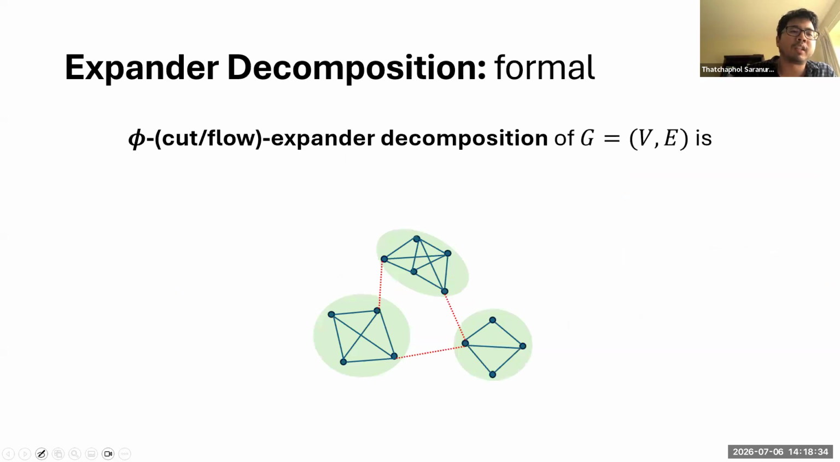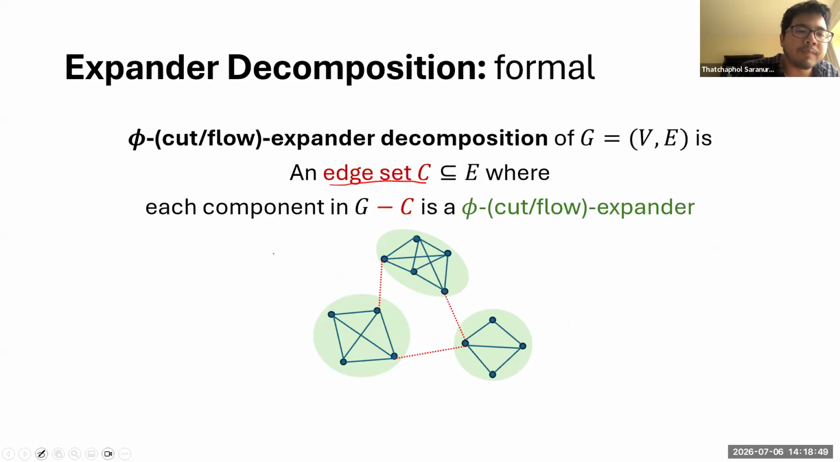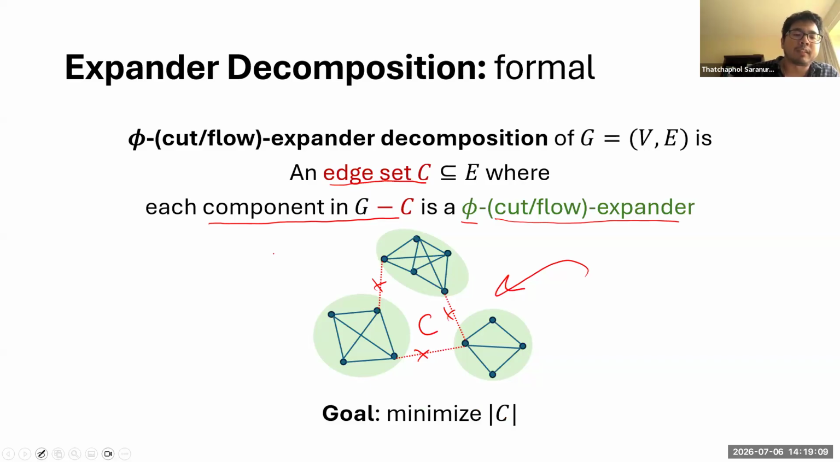So now I can tell you what expander decomposition is. A phi cut or flow expander decomposition is just a cut edge set C, such that when you look at G minus C, each component in G minus C is a phi cut or flow expander. So something like this graph: this is C here, these edges. When you delete them, every component looks like an expander. And the goal is to minimize the cut size of C.